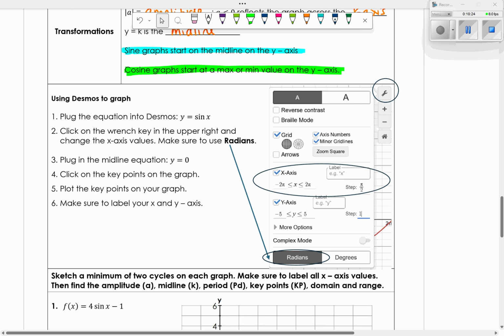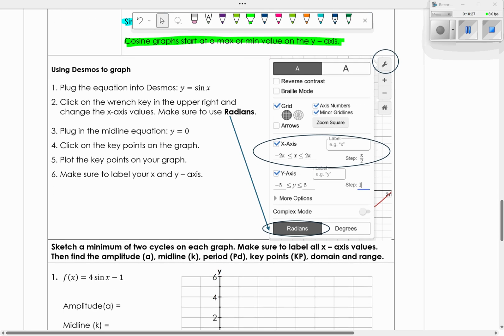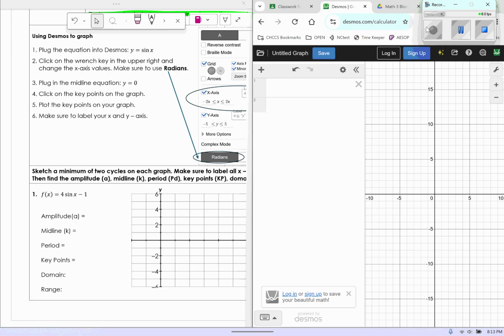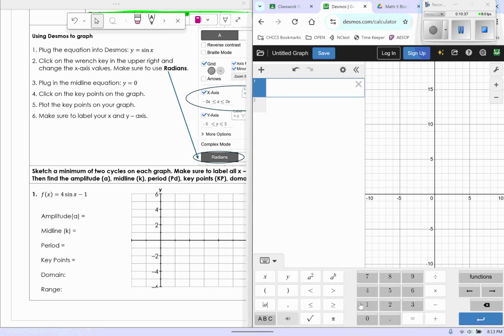So let's go ahead and use Desmos to graph. We're going to follow these steps and go along. You can look at this as we are looking at Desmos. So here we are in Desmos. We want to graph this graph that we have right here, 4 sine x minus 1. So the first thing you're going to do is type this in.